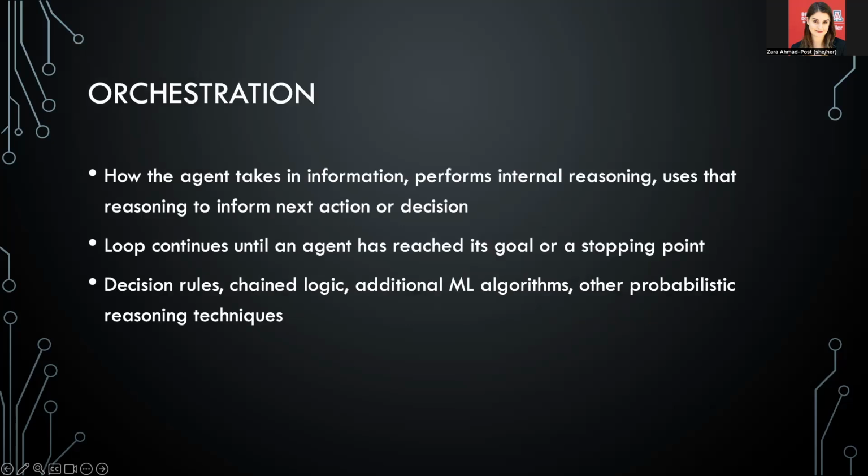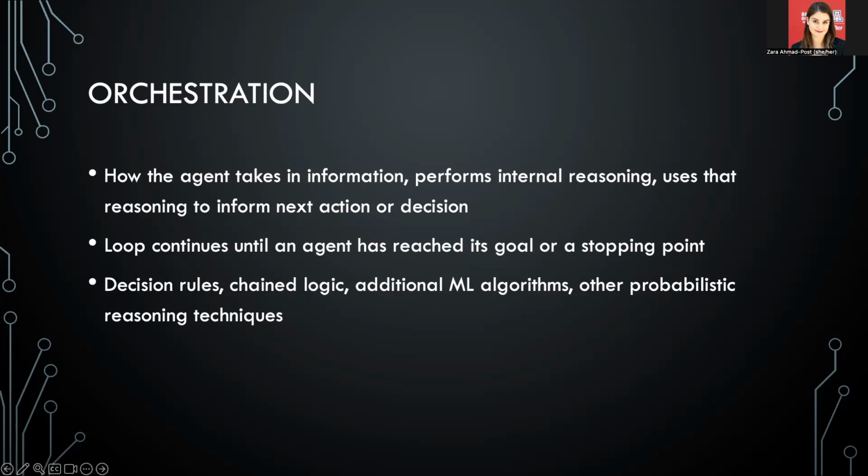So orchestration is how the agent is going to take in information, perform this internal reasoning about where to go next, like what are the next hops or the next steps, and then use that reasoning to inform the next action or the next decision. And that loop's going to continue until the agent has reached a goal or a stopping point, right? So that goal could be, this query seems semantically and syntactically correct based off of the validation of this other AI system. Great, go ahead and return it to the user.